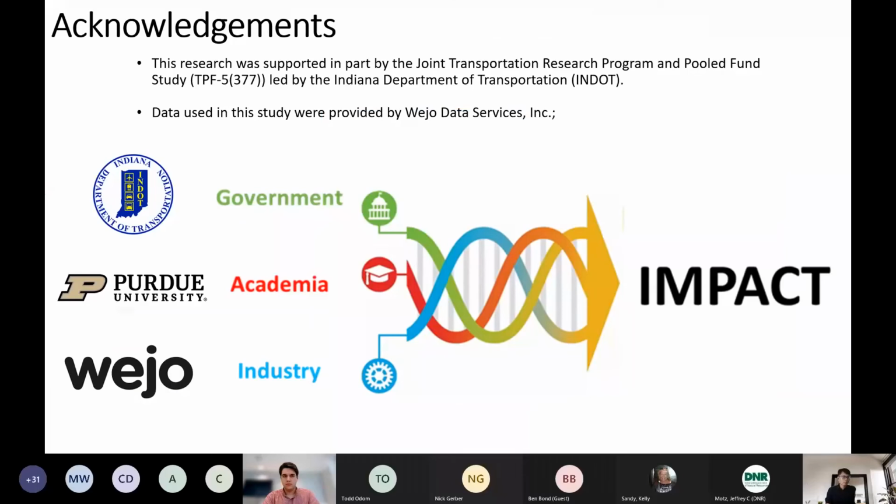And just to acknowledge where this funding comes from, it's an 11-state pooled fund study administered by the Federal Highway Administration. And INDOT is also part of this research project. The data that we use is from Regional Data Services Incorporated. And here's just a graphic of our hallmark at JTRP of incorporating and facilitating the collaboration between government, academia, and industry.